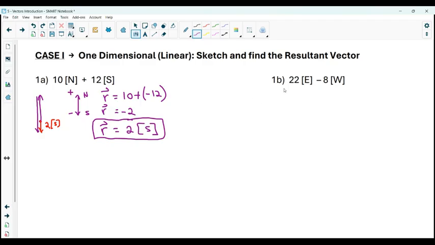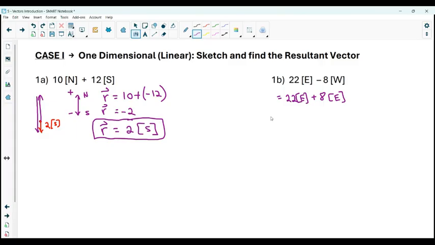Okay, here's our next one. 22 east minus 8 west. Let's remember that when you're subtracting a vector, you're turning it around. So the first thing we can do is write the equivalent. This is going to be 22 east plus 8 east. I can change west to east and minus to plus. If I change the direction, I change the sign. Okay, so that's how we can rewrite this, right?